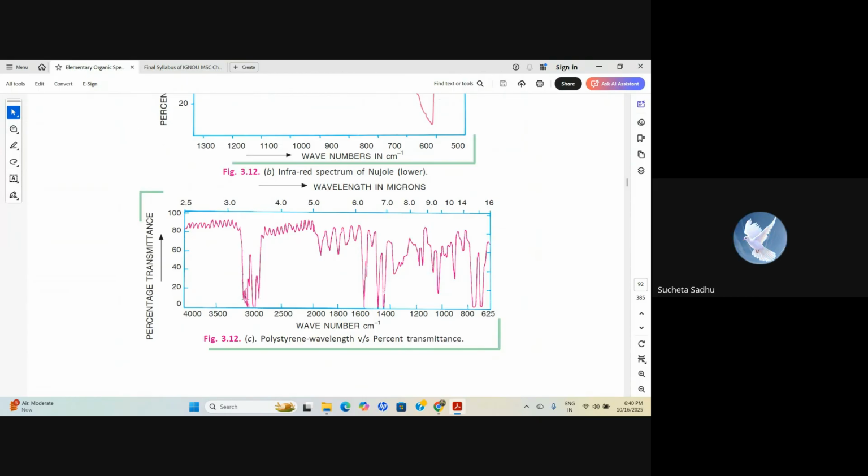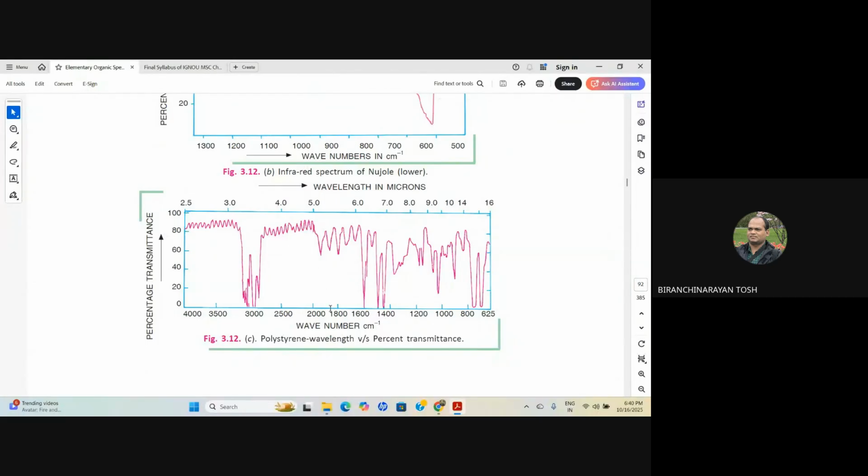This peak is around 2900, nearly, I'm just telling roughly. And these other peaks are immaterial, they are noise only.